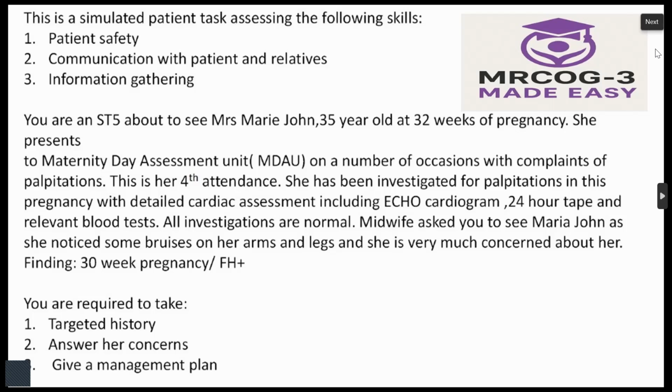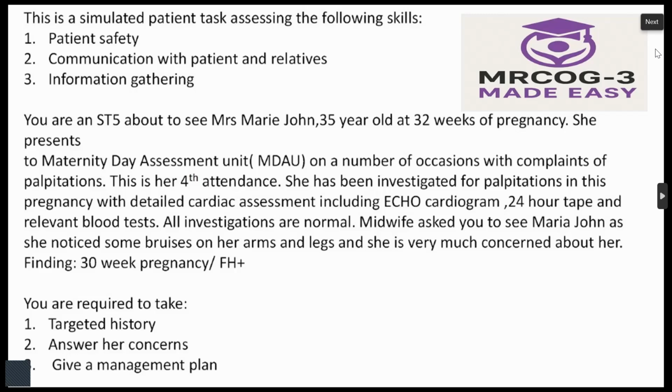Then presentations. Commonly, breech presentation will be asked. It can come as a simulated task, and you need to know all the birth options for the breech, whether external cephalic version, elective cesarean section, or assisted breech birth. They can ask about everything. Then antepartum hemorrhage, especially placenta previa and placenta accreta, and ultrasonically diagnosed fetal abnormalities like talipes and echogenic bowel.